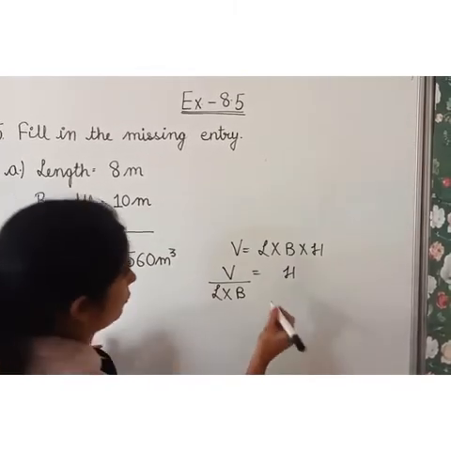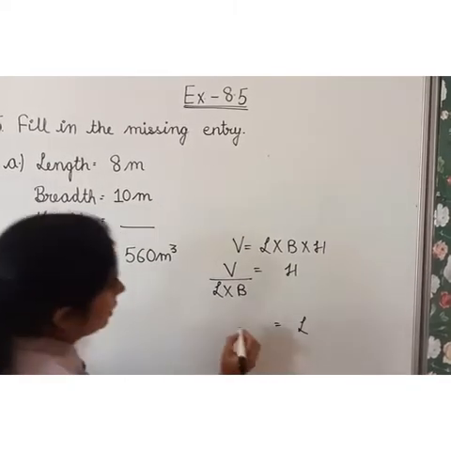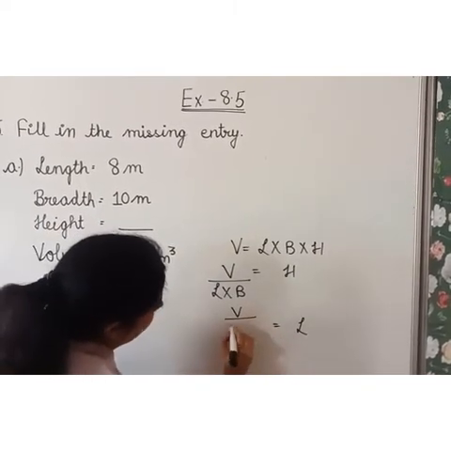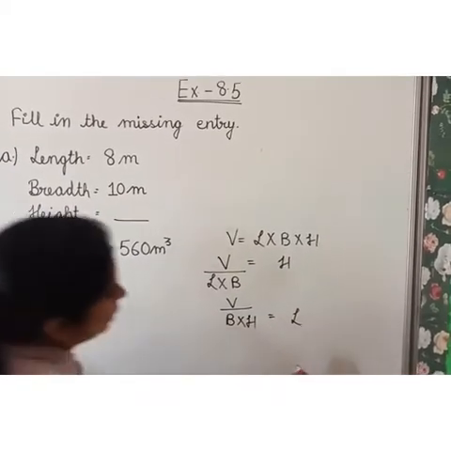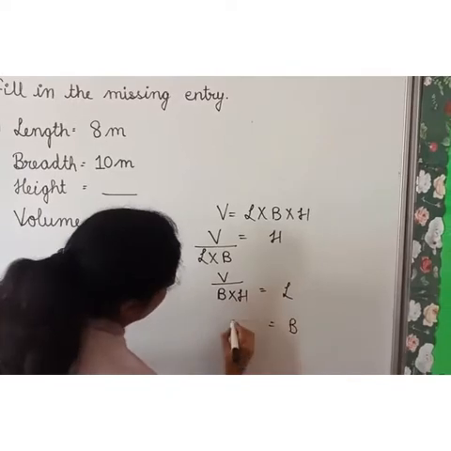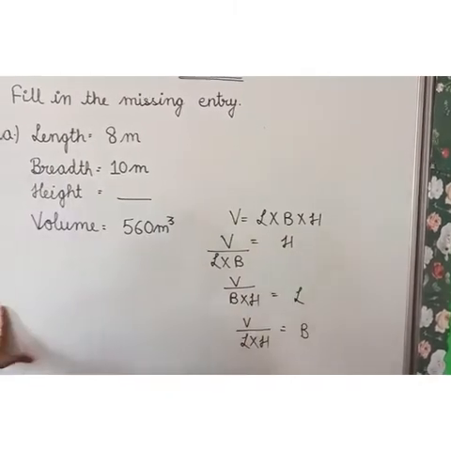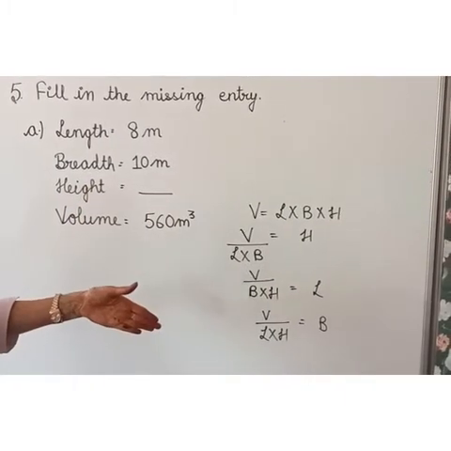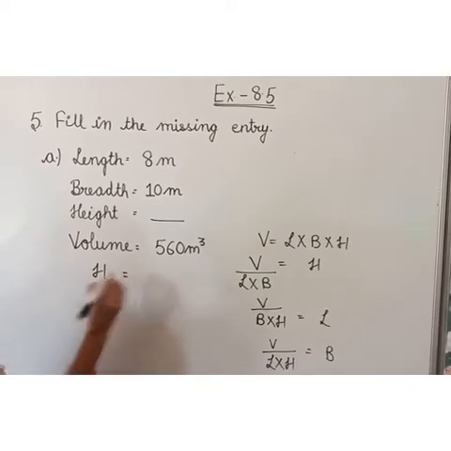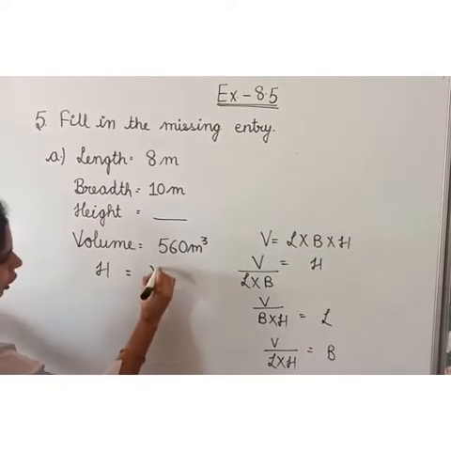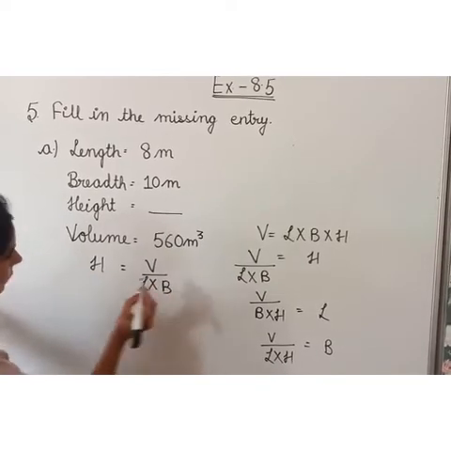Same way you can also find the formula of length. If you have to find the length, the formula will be volume divided by breadth multiply height. And for breadth, you will use the formula volume divided by length multiply height. So now we are having all the three formulas. We need the formula of height. Height is equal to volume divided by length multiply breadth.